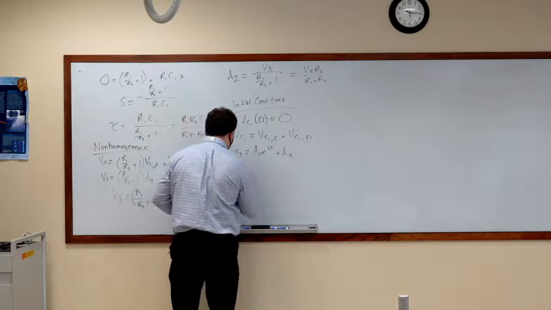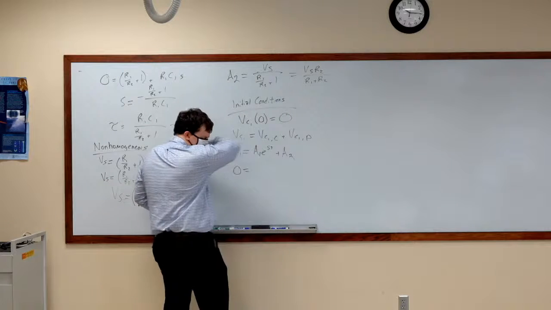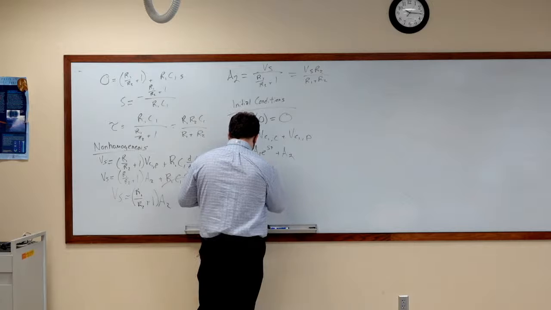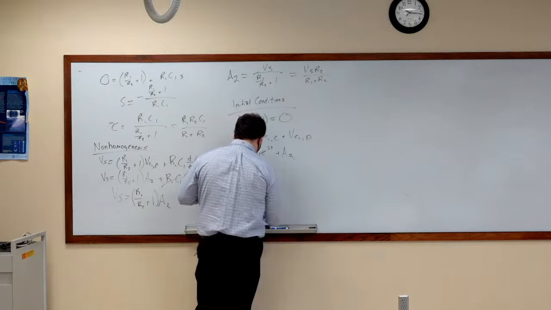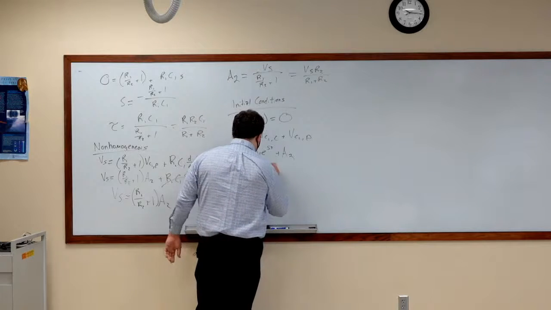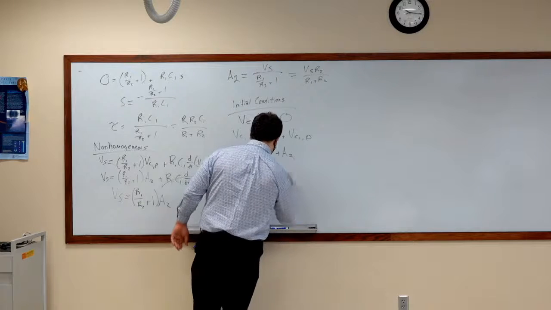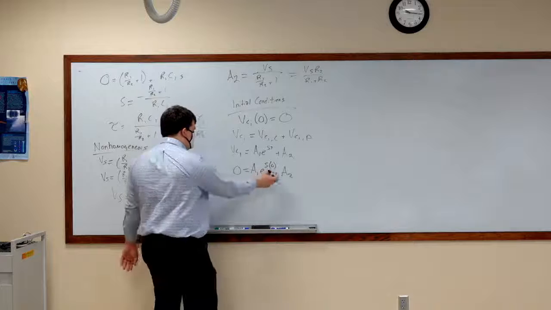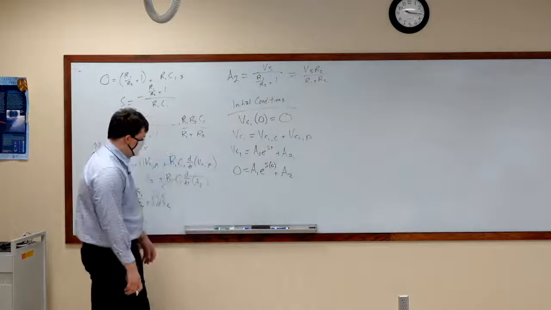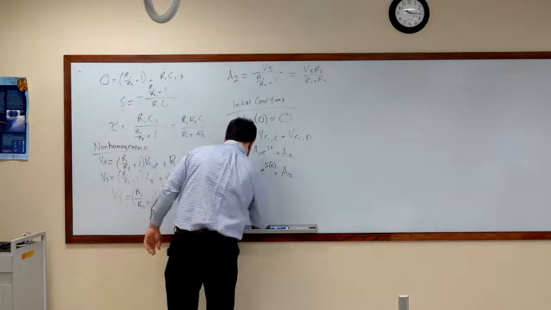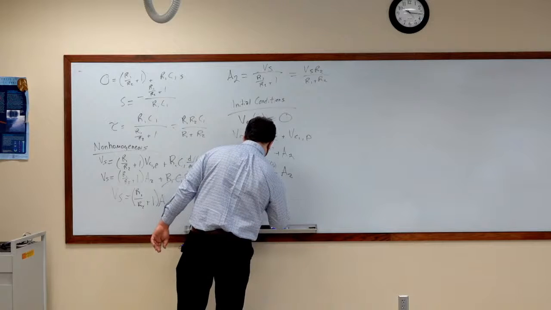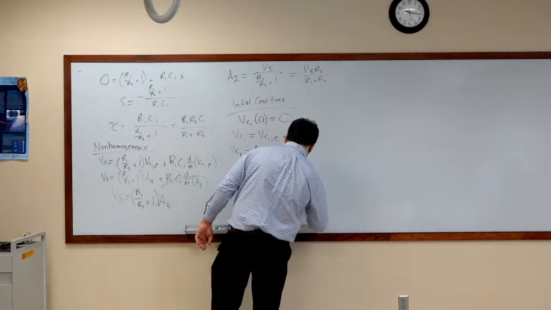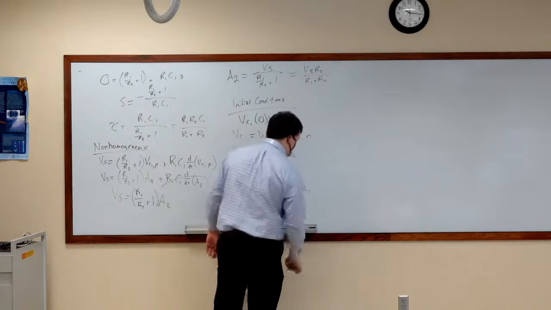So we'll go ahead and plug in 0 for VC1. A1 e to the s times 0 plus A2. When we plug in 0, what is e to the 0? It's 1. So this is 0 is equal to A1 plus A2, which means A1 is equal to negative A2.